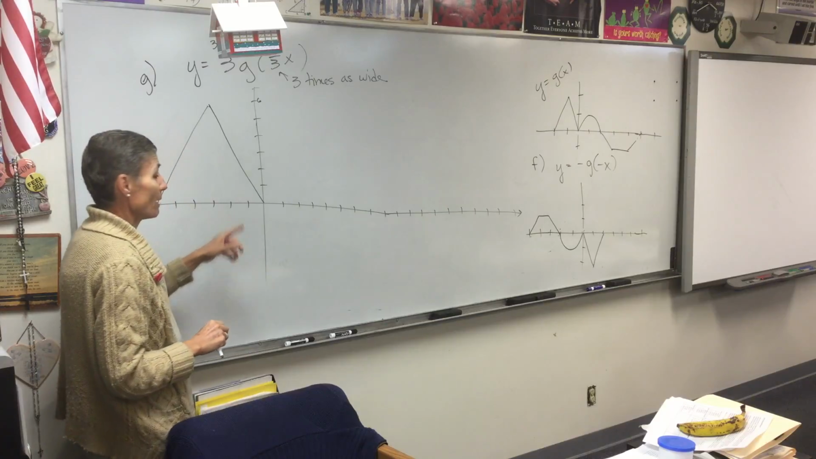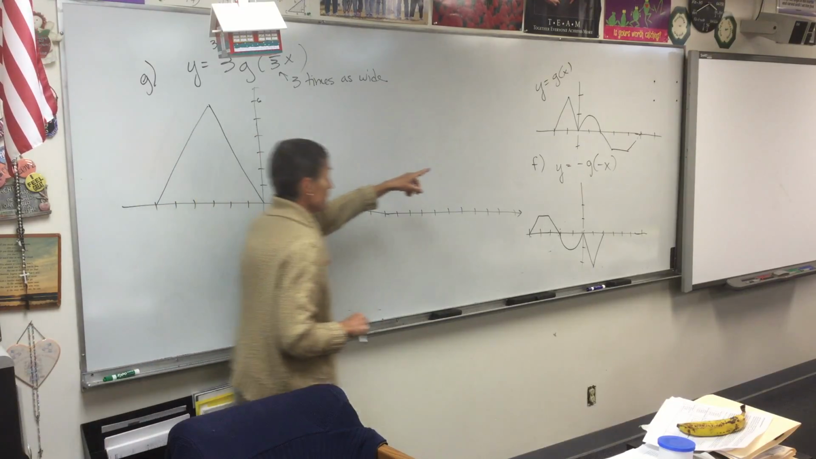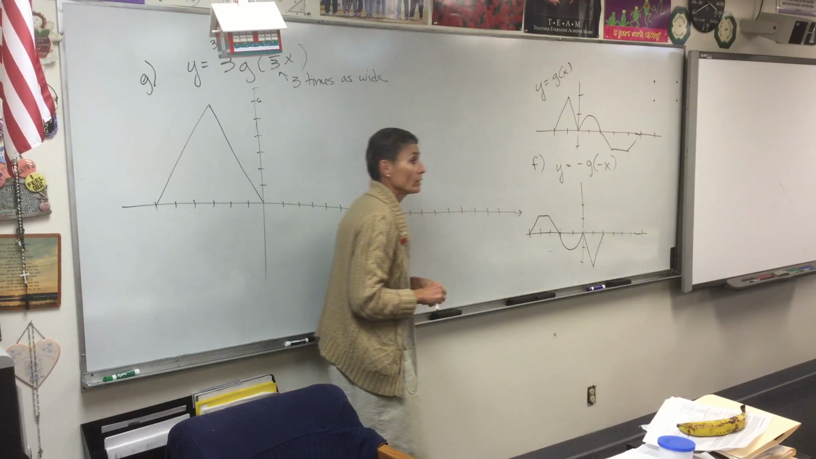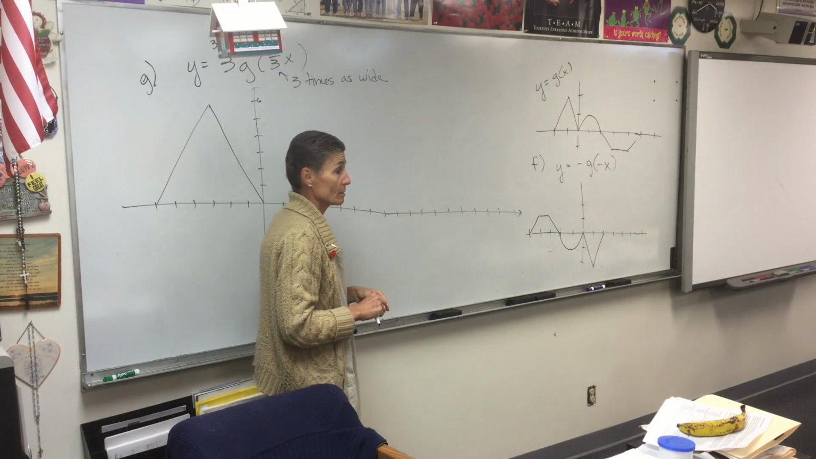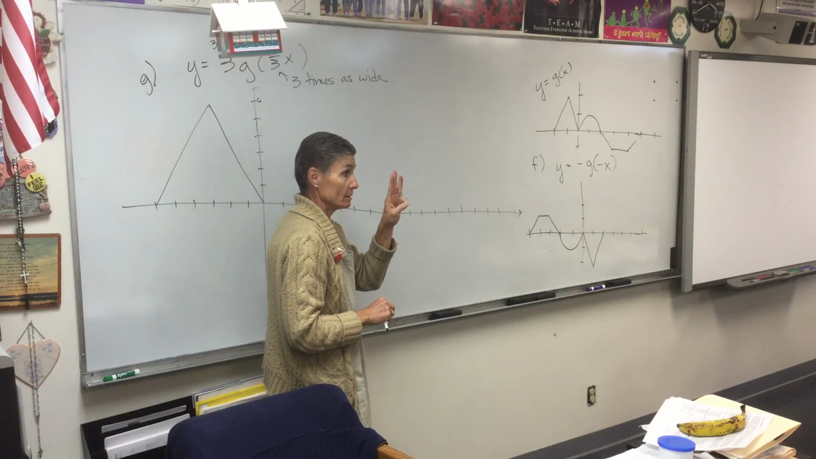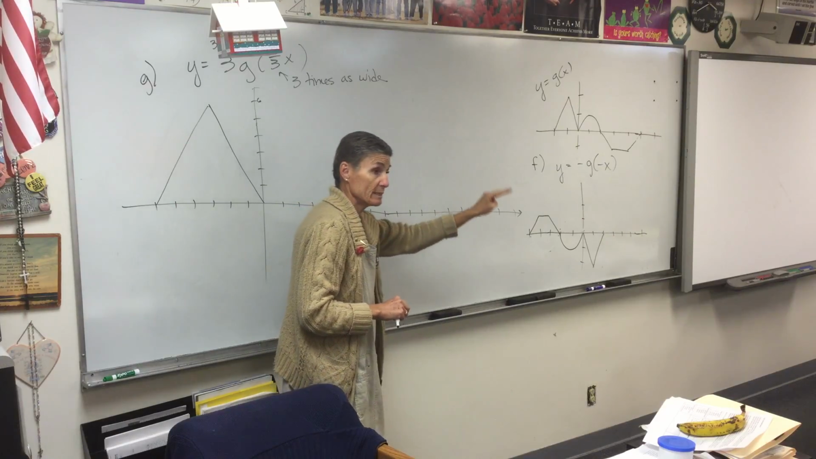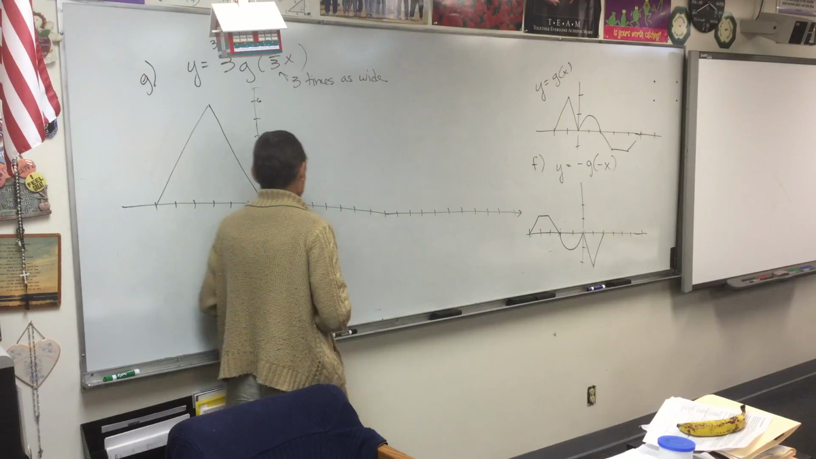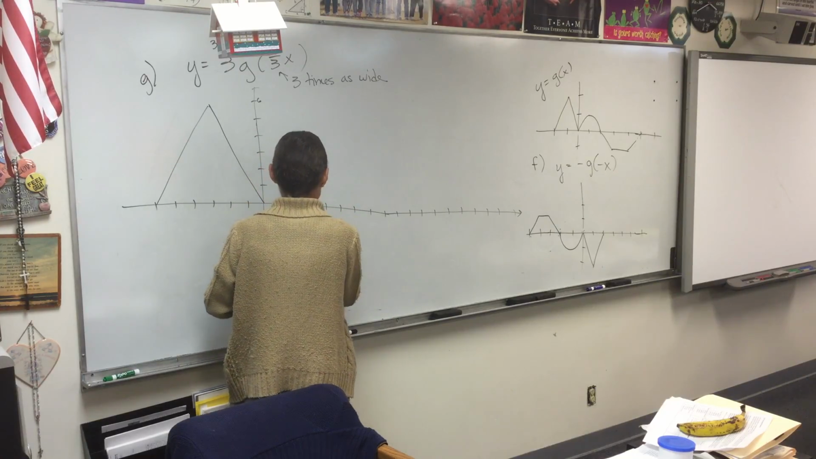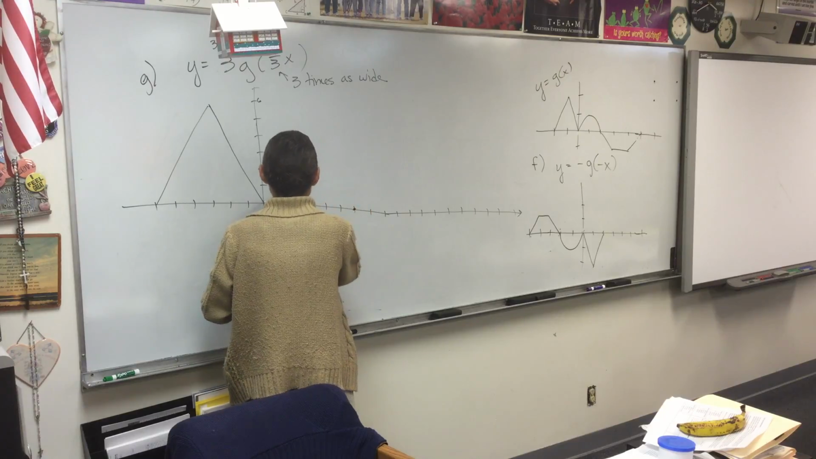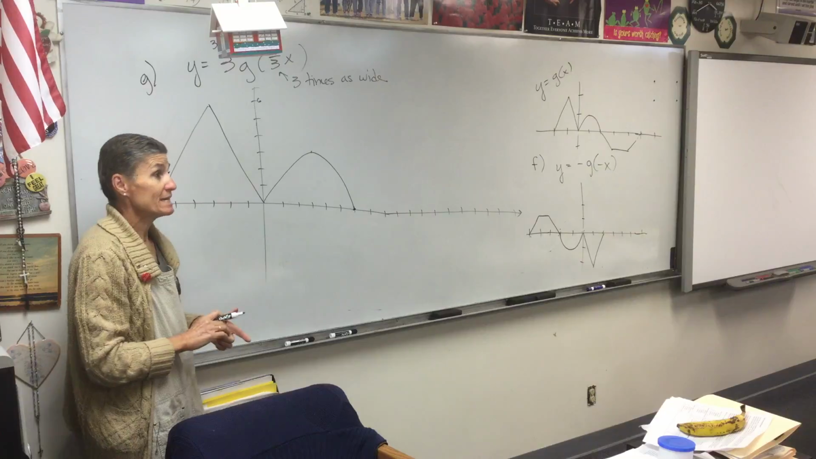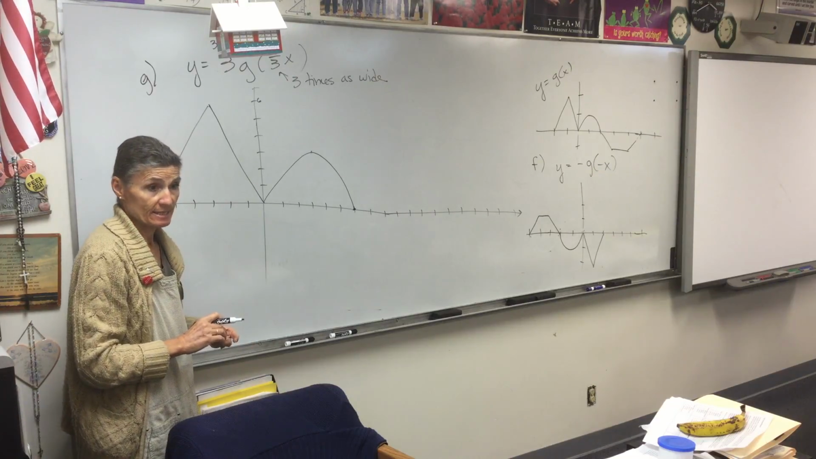So tell me about my circle now. What can you tell me about him? How tall will the circle be? 3 times 1 is 3. So he's going to be 3 tall. How long will he be? 6. So he's going to be 3 tall and 6 wide. So there he is, 3 tall and 6 wide.